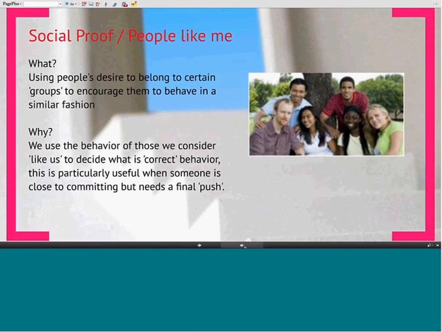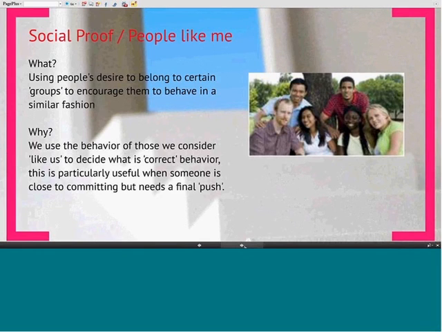The sixth one then is around social proof, or what we sometimes call people like me. It links to the concept we have of stereotypes, that actually as human beings we feel the urge to associate ourselves with other people. We like to feel that we belong to certain groups or don't belong to certain groups. So if someone is wavering a bit about a decision, this is a really good one to help them come down on one side of the fence or the other.